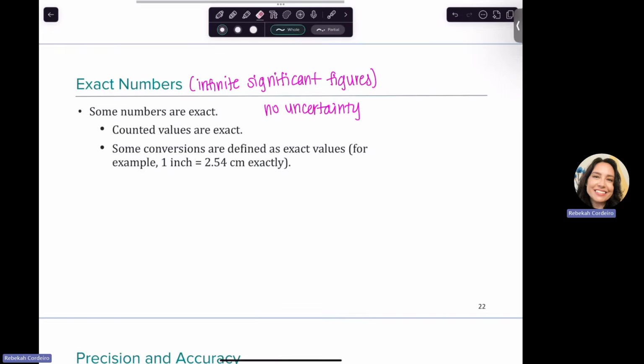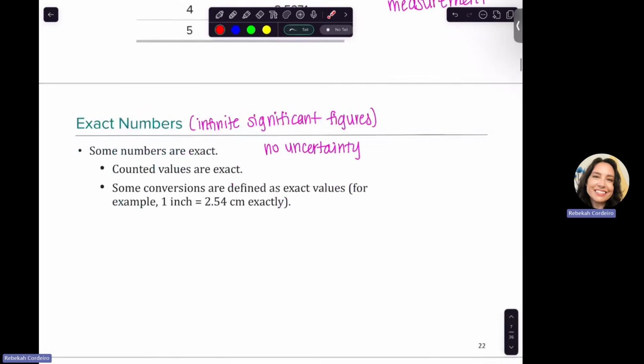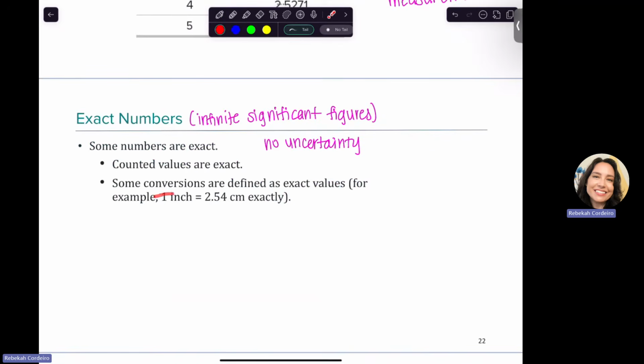So when we're thinking about measurement, all the numbers that we're certain of and uncertain of are significant. If we're never uncertain, then we just keep going with those zeros at the end. So we have what we consider to be infinite significant figures, no uncertainty. So counted values and then some conversions are exact. For example, 1 inch is exactly 2.54 centimeters. Also definitions, like a kilometer is 1,000 or 10 to the 3 meters. That's the definition of kilo. It's exactly 10 to the 3.